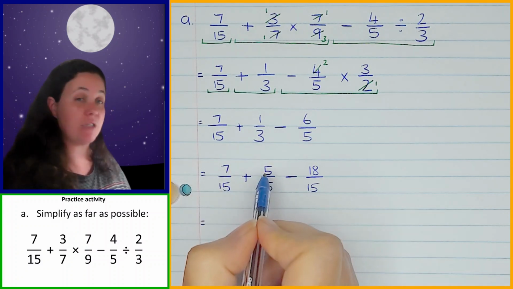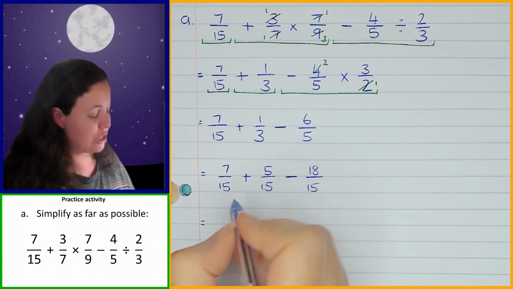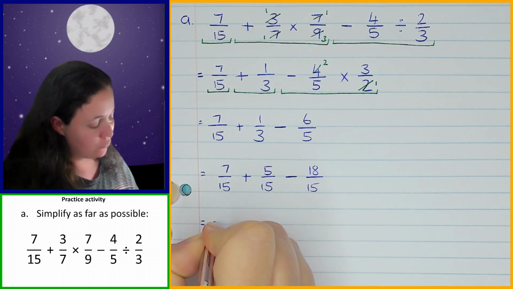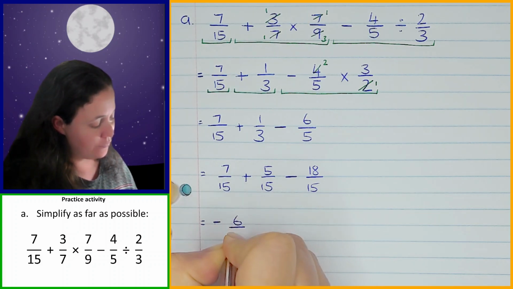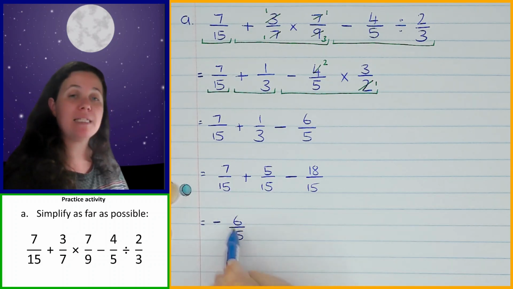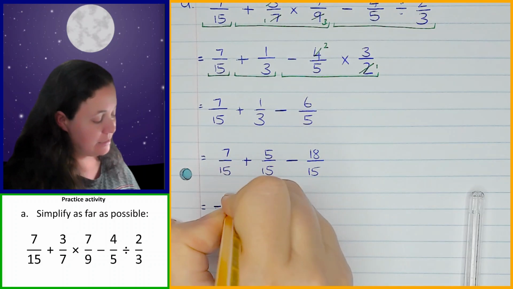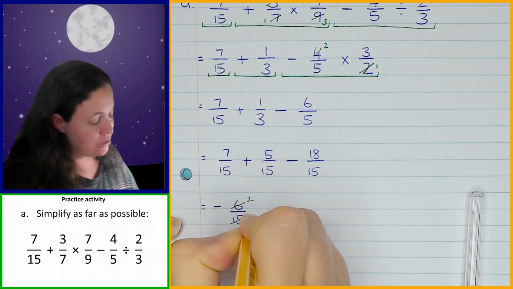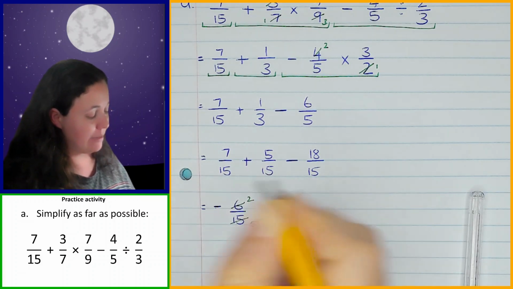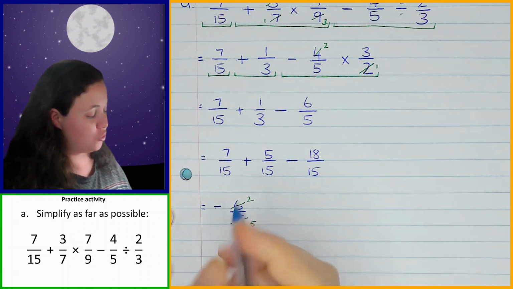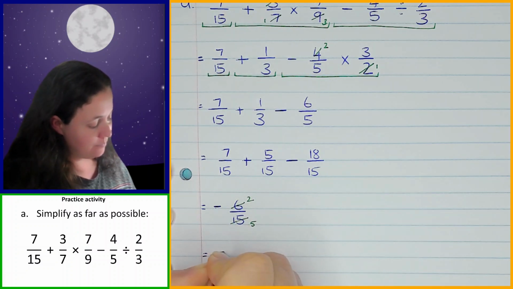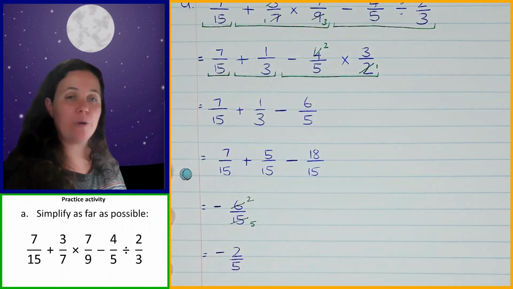Okay, so 7 plus 5 is 12, minus 18 is going to be negative 6. So I've got negative 6 over 15. Now this I can simplify because 3 goes into 6 twice, and 3 goes into 15 5 times. So that gives me negative 2 over 5. And that's what you should have got for question A.